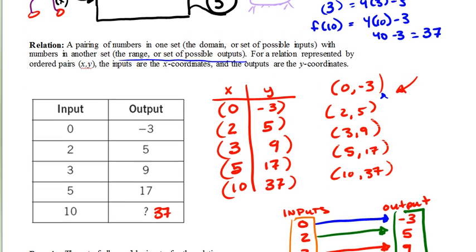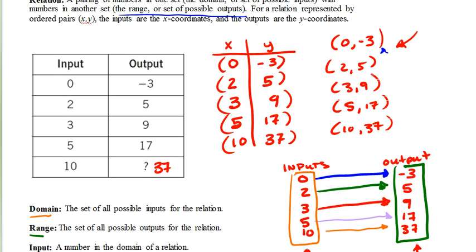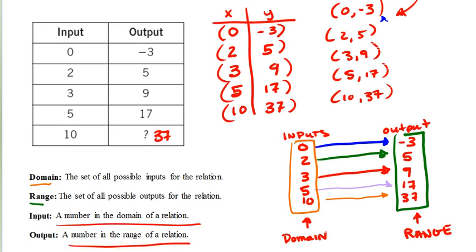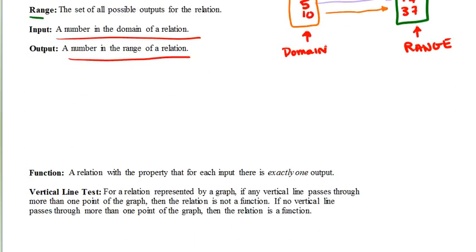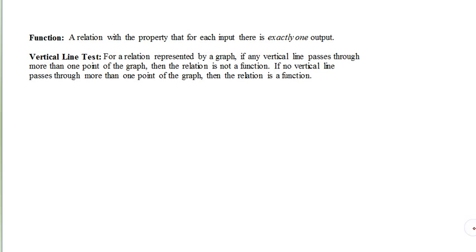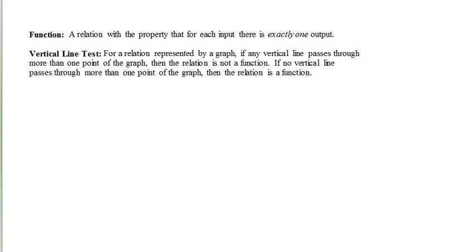We also learned that relations can be represented in a bunch of different ways. They can be put in an input-output table, as an XY table, a set of ordered pairs, or a mapping diagram. Now we're going to start to identify which relations are functions and which are not. Before we do that, though, let's identify a couple of different types of relations. Here's an example of one.